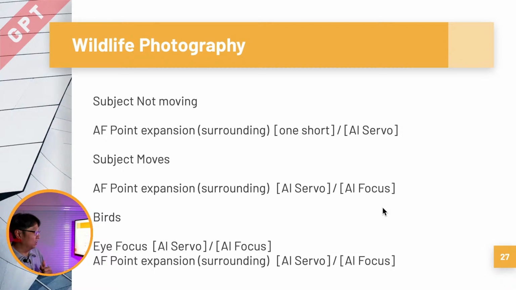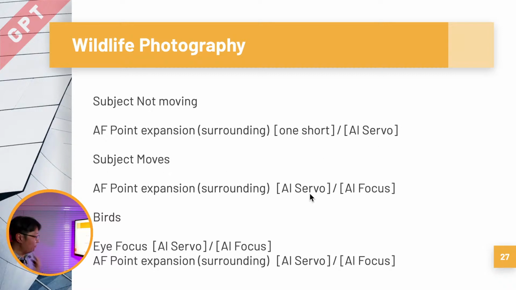Subject not moving. Okay, so it's way easier. Autofocus, expansion, one shot, or AI Servo. I will always use the AI Servo when some subject is not moving, unless there are always some trees or branches in between. Otherwise, I will use AI Servo most of the time.